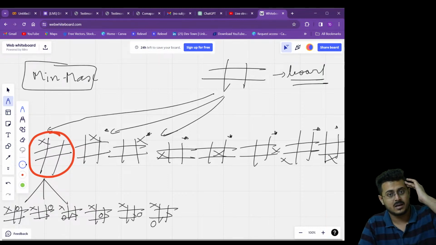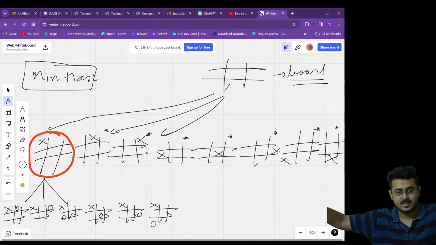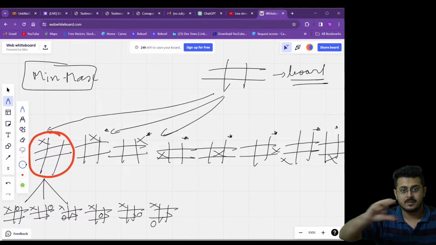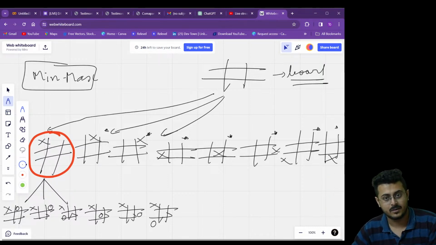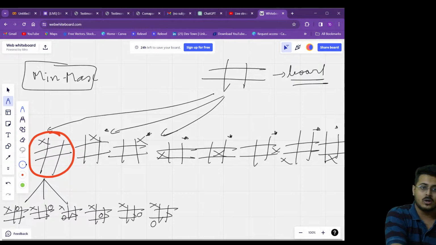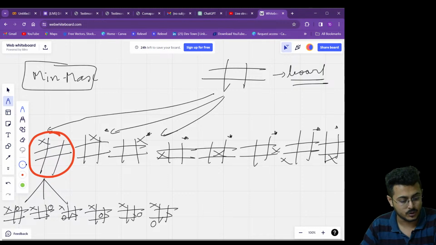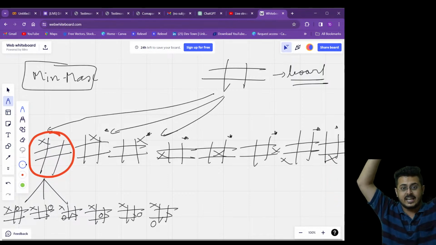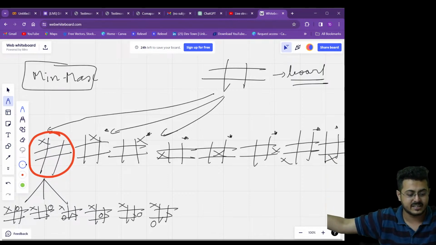Are you guys able to think about it? First, it was 9 steps. Then, for each of these 9 steps, we can map 8 steps right over there that the player O can choose. Then, for each of those steps, the player X can choose 7 steps, and so on and so forth. Are you guys able to think about that tree, that entire huge tree that will be created right over there?